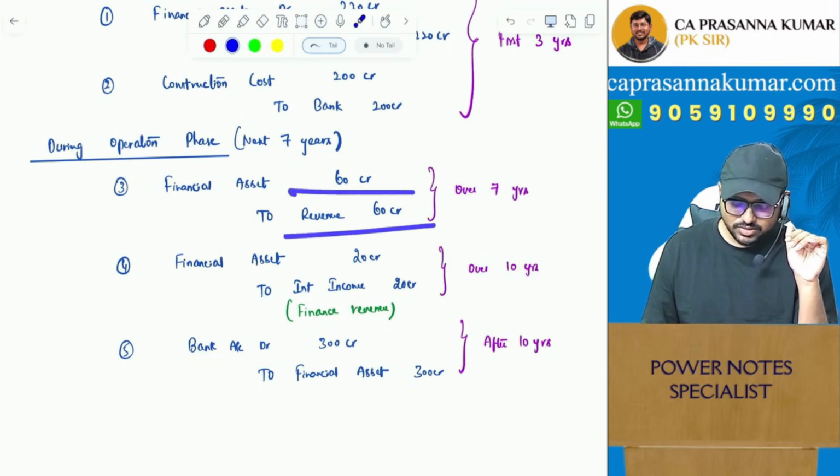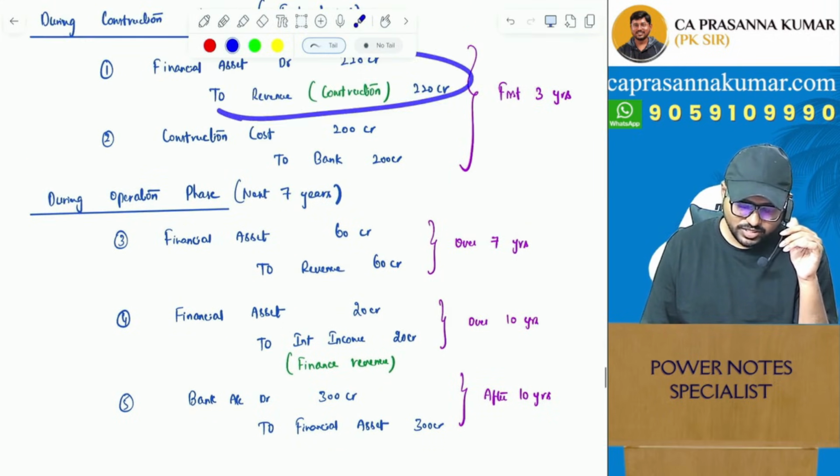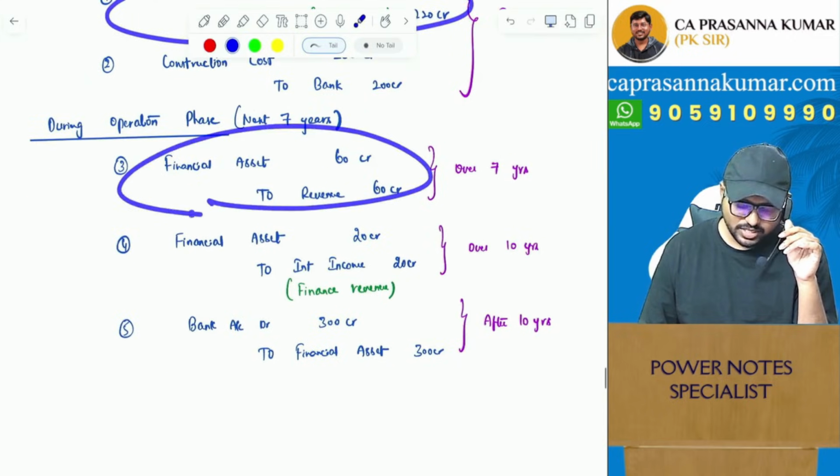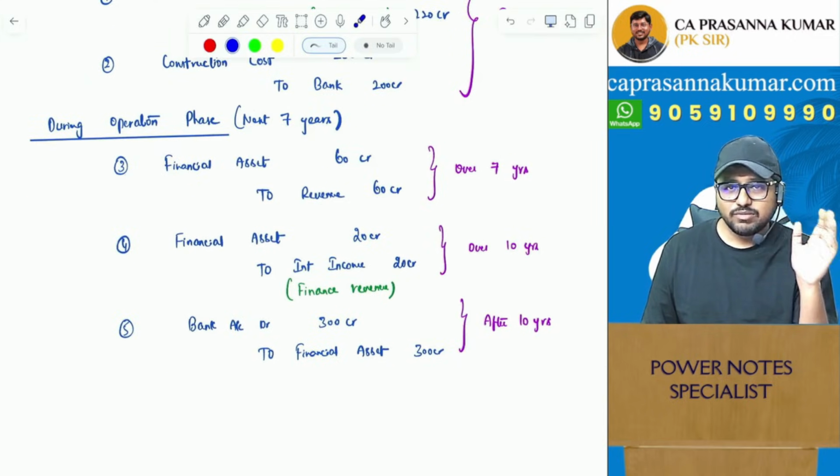Then because you are getting the money late, this money also you did not get as of now. So on everything you have to put the interest as well. That will also be given in the question. So therefore interest should increase your financial asset, the amount that you need to receive. Therefore again debit financial asset to the extent of interest and recognize interest income. It's income only for you.